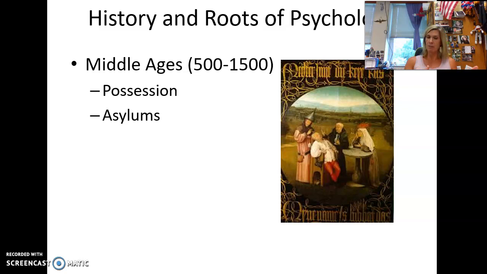But during this time of the Middle Ages, it was a very dangerous procedure, and people did die, yes, and they moved on to the next patient. Asylums also began around this time period.